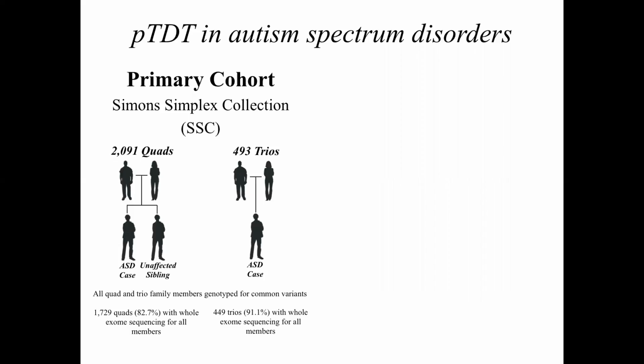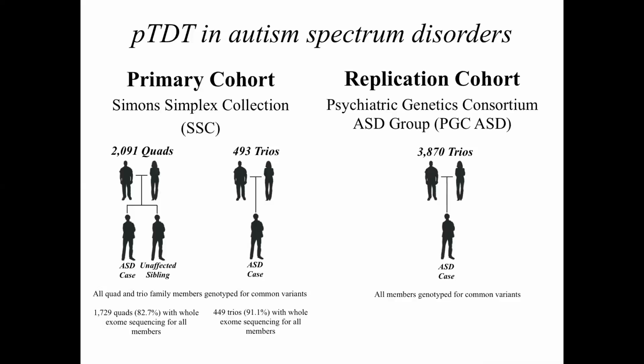All members in the Simons cohort were genotyped for common variants, and about 90% were exome sequenced, which allows us to get de novo variation, which has been strongly associated with neurodevelopmental delay, and I'll talk about that a bit later. For our replication cohort, about 3,800 trios from the PGC autism group, and all members here were genotyped for common variants, but no exome sequencing was included in our analysis.